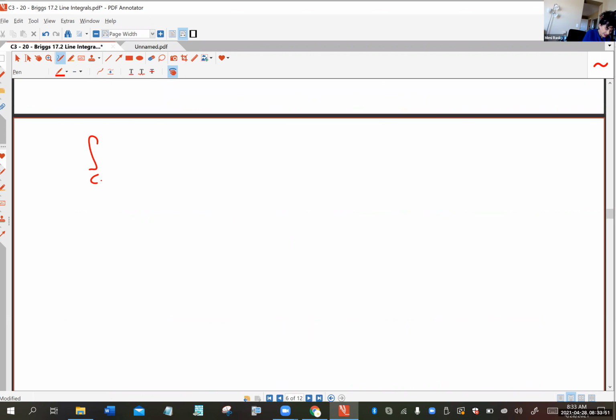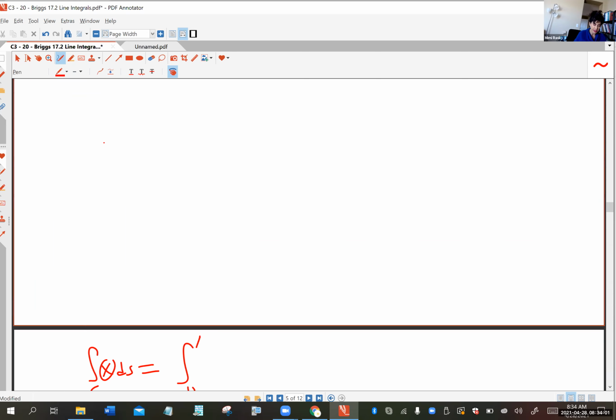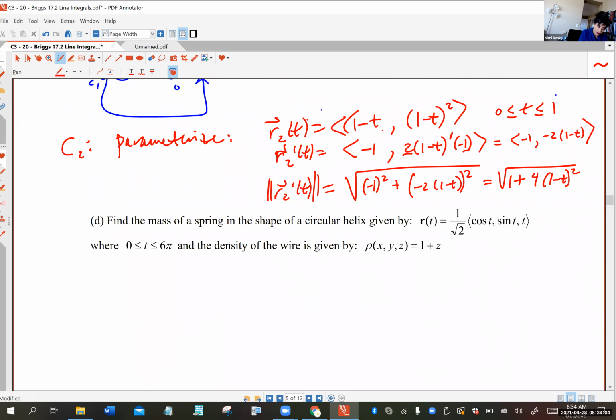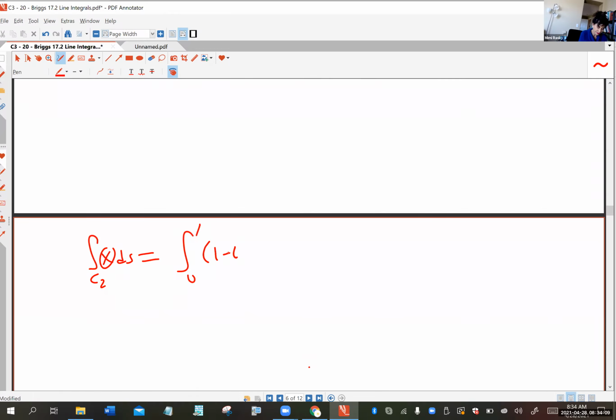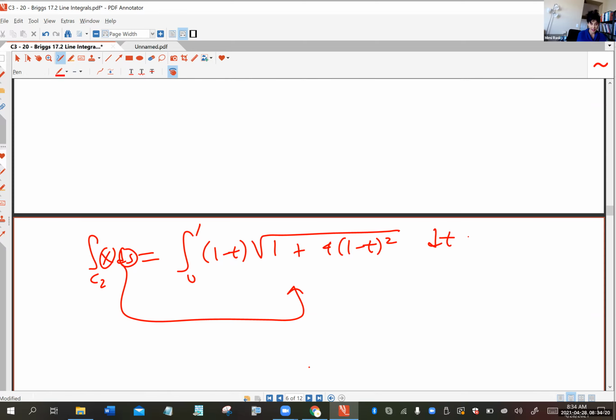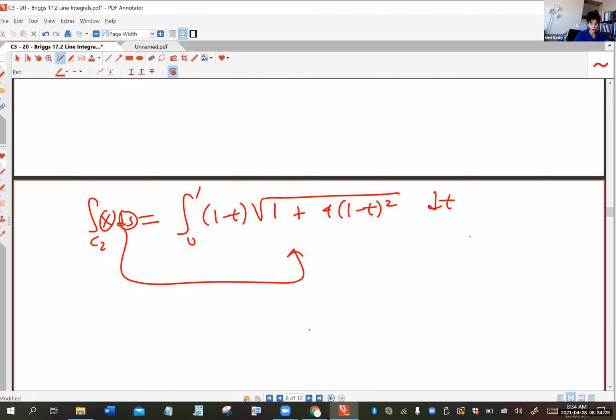So then this integral over C2 of x ds becomes the single integral from 0 to 1. X, remember, you're going to replace that with the x component of your vector valued function. So that gets replaced with 1 minus t. And then the ds is going to get replaced with that yucky radical, the square root of 1 plus 4 times (1 minus t) quantity squared, dt. Now, is this even integrable? I mean, this looks awful. And I claim it will be integrable. We're going to use the power rule with some u substitution.